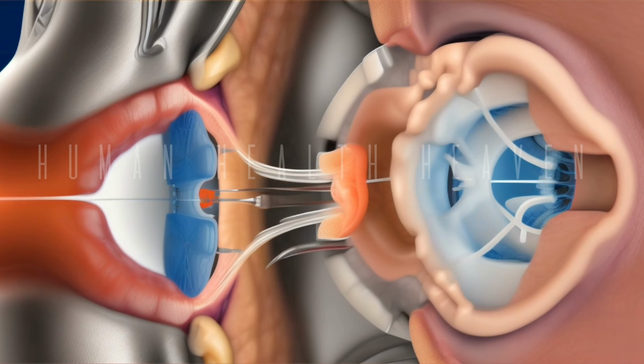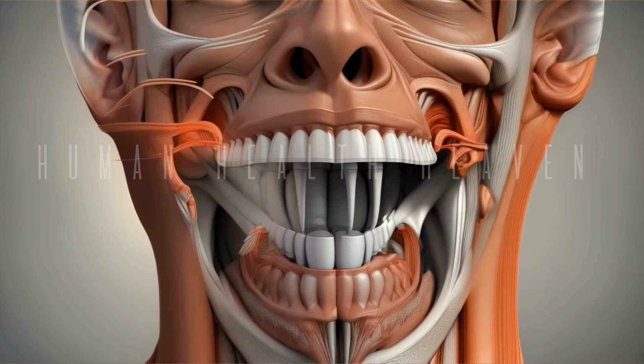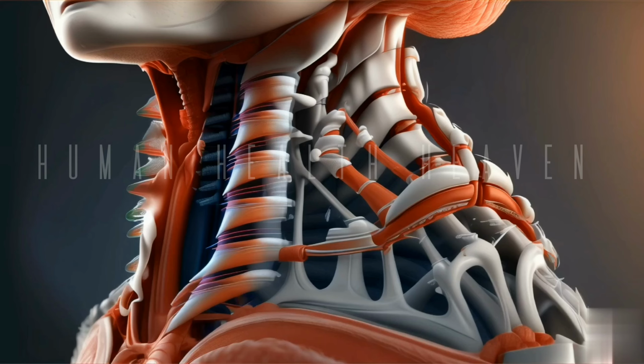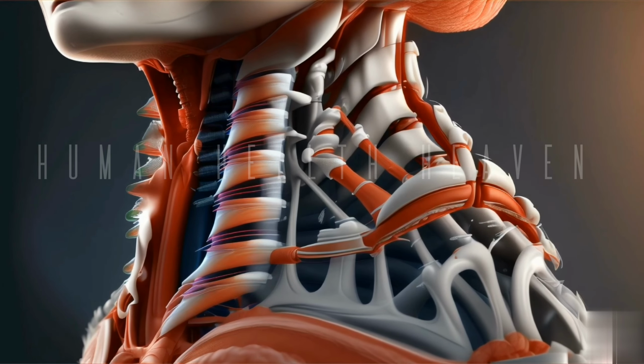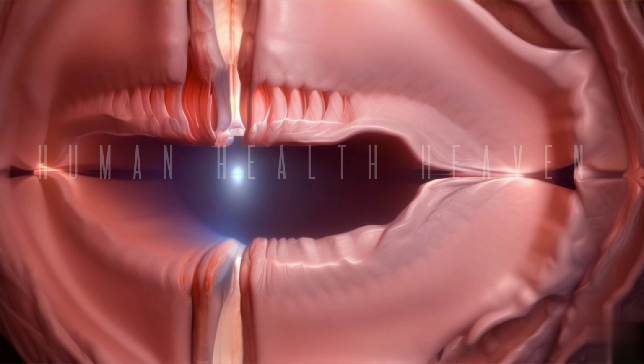from entering the airway. Intrinsic muscles, located within the larynx, control the movements and tension of the vocal folds, influencing pitch and quality of the voice. Extrinsic muscles, external to the larynx, help control the overall position and movement of the larynx.